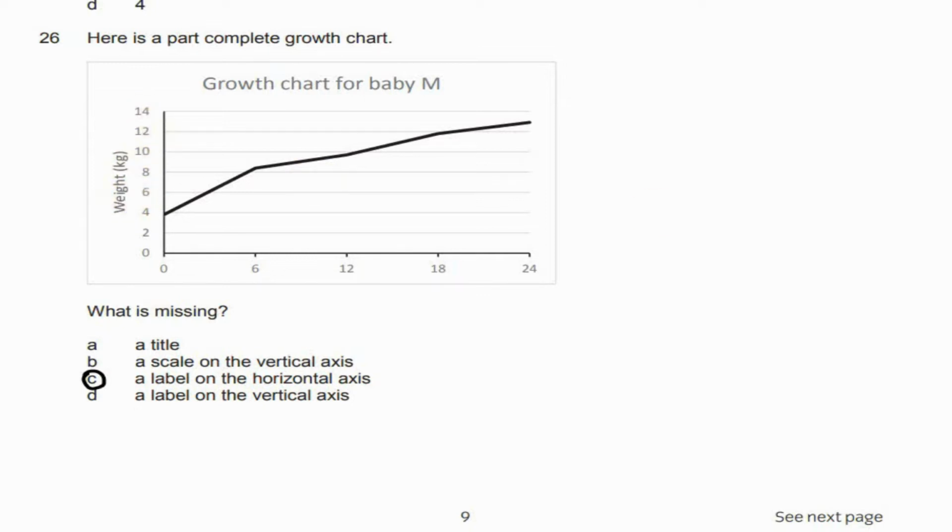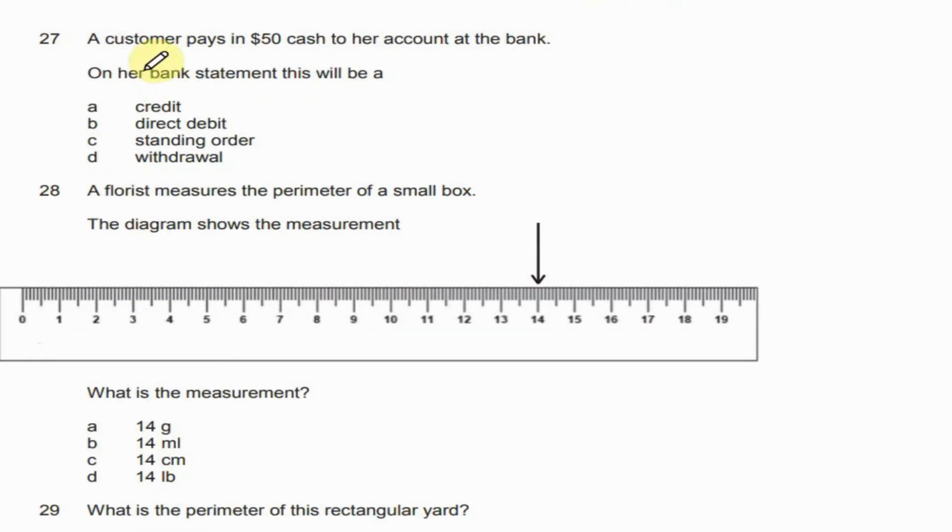Now we're moving on to question 27. A customer pays in $50 cash to her account at the bank. On her bank statement, this will read as a credit. The moment you put money into your account, that will read as a credit. It wouldn't be a withdrawal, wouldn't be a standing order, and definitely it would not be a direct debit. So therefore option A right here would have been our answer.